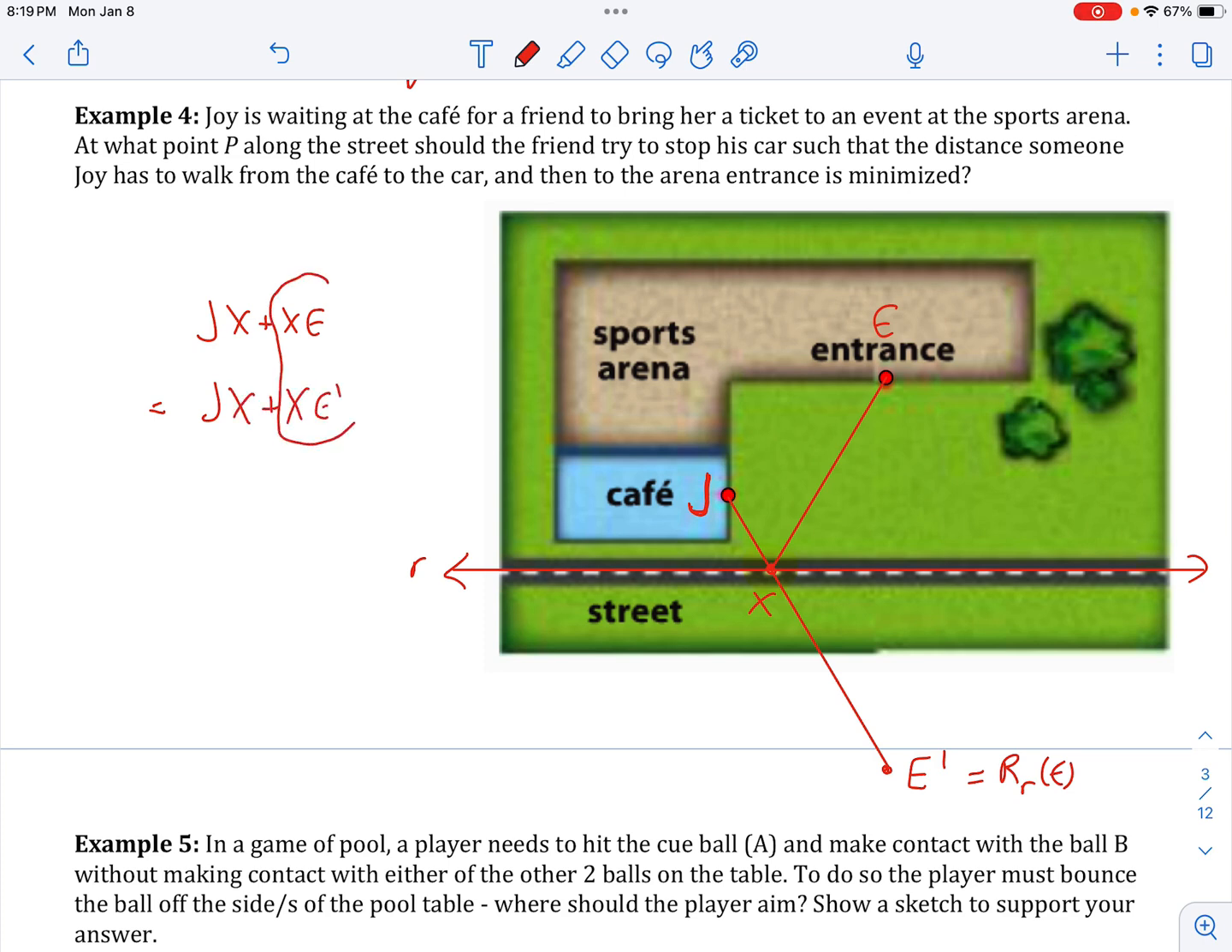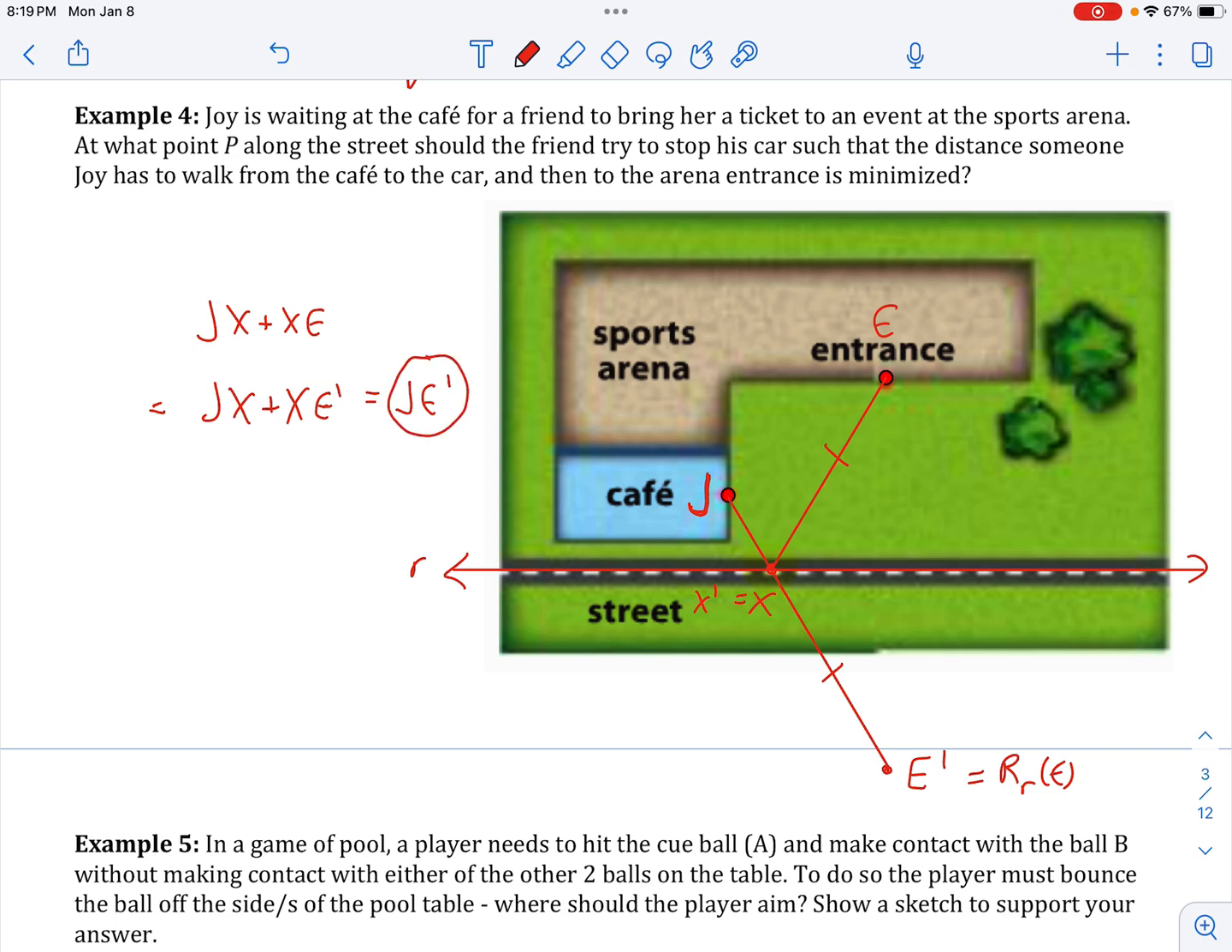Why are these two things equal? Well, we said reflections preserve distance. So the distance from X to E before the reflection is the same as the distance from X to E prime after the reflection. So those distances are the same. And why is that important? Well, what is J to X plus X to E prime? That's the segment from J to E prime.